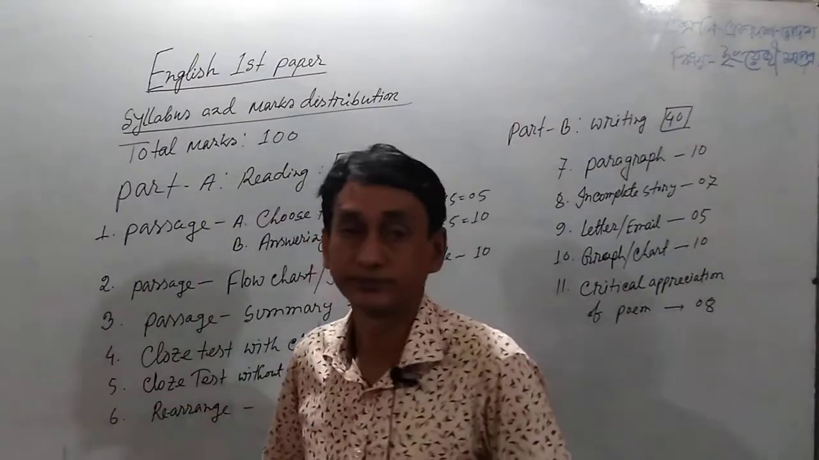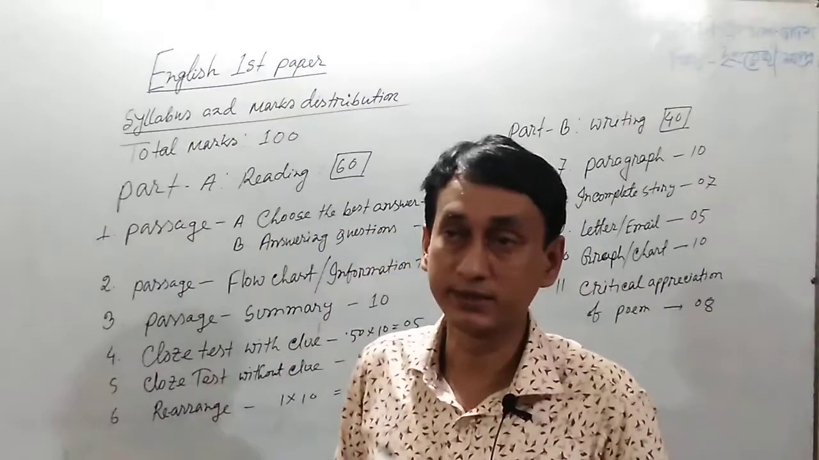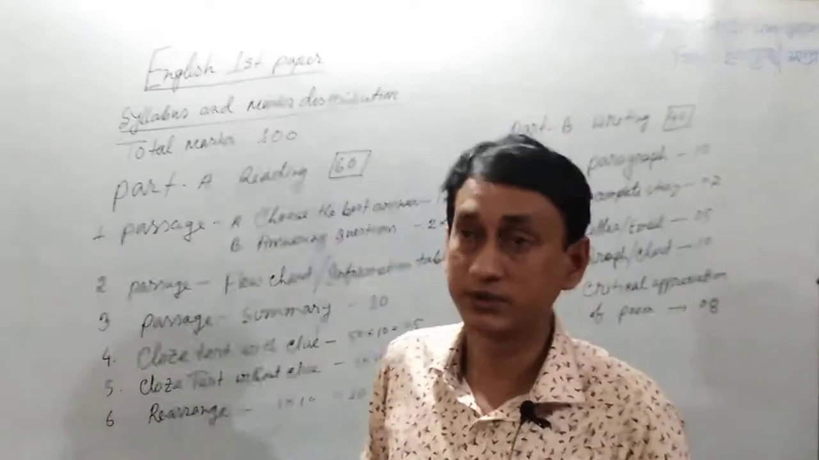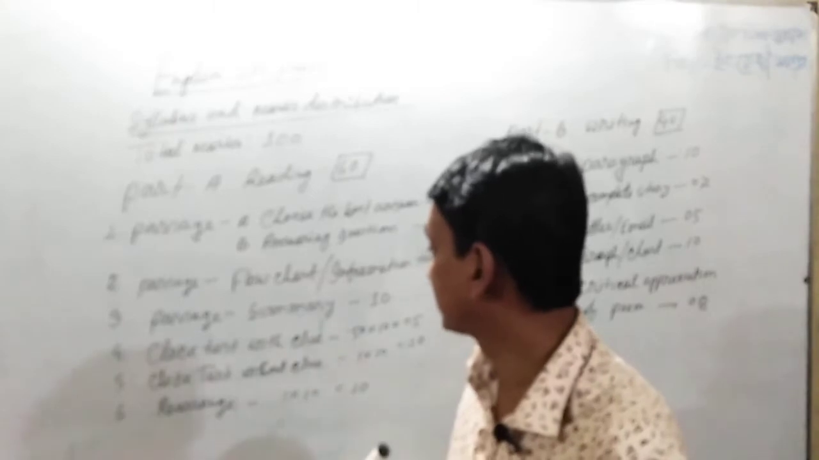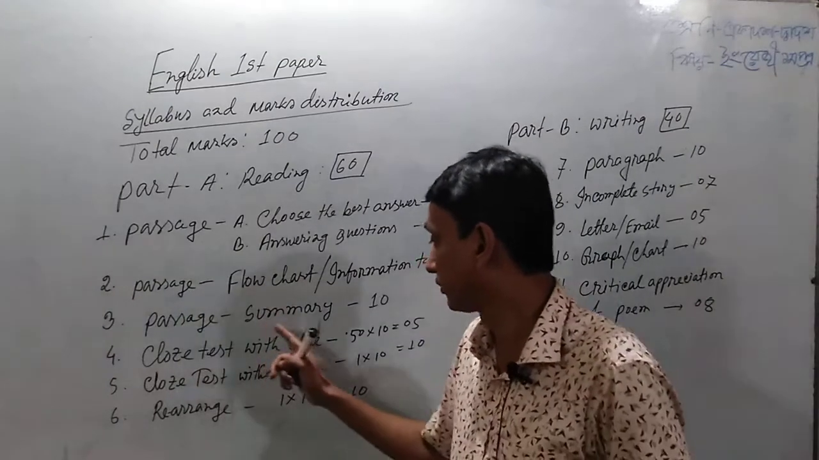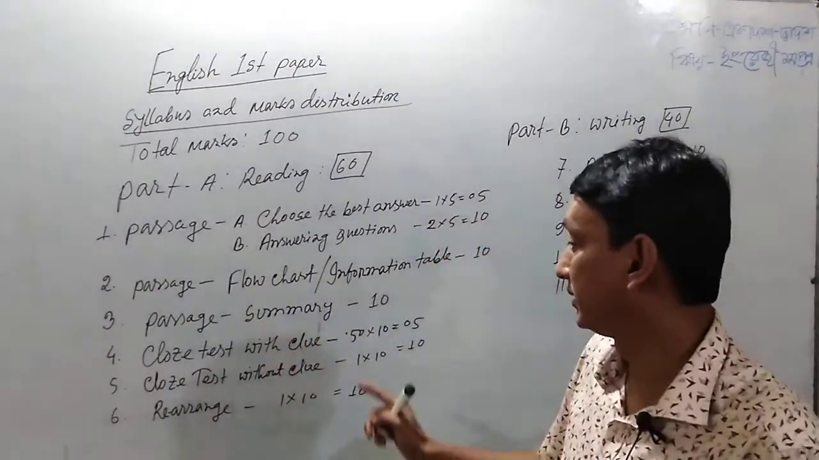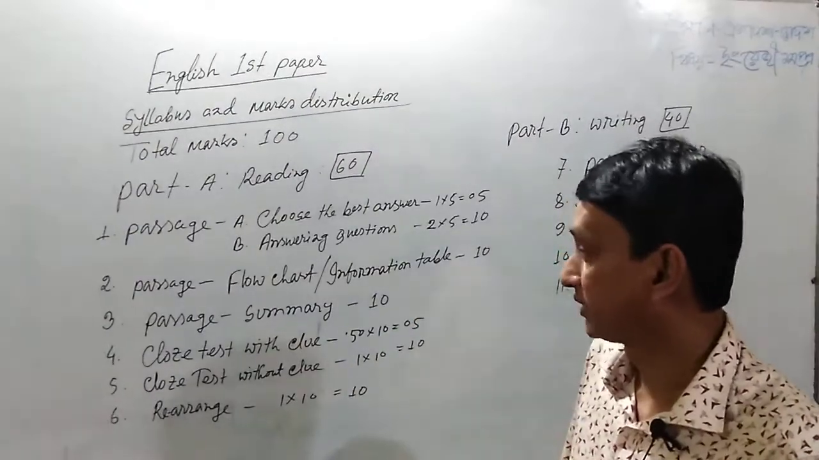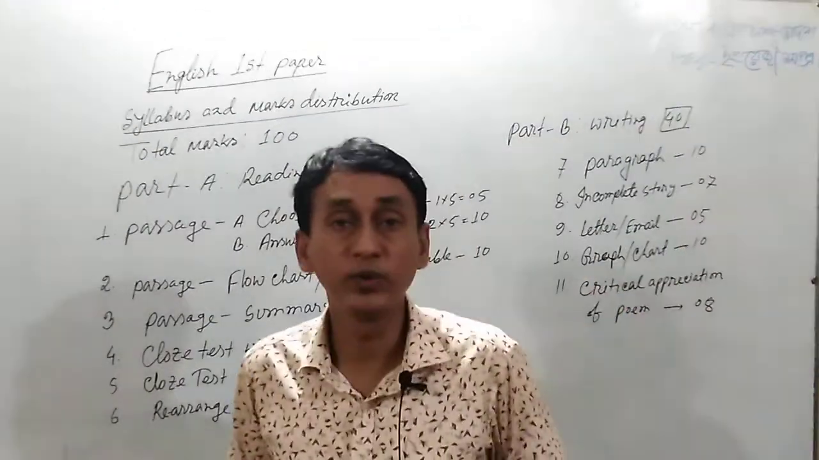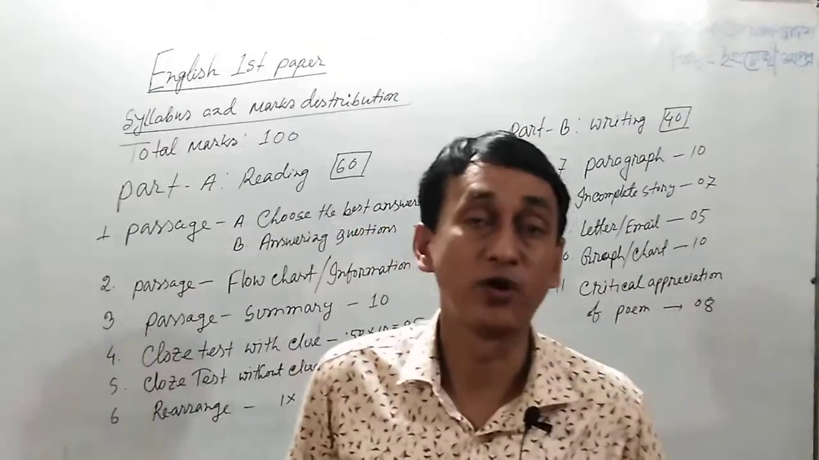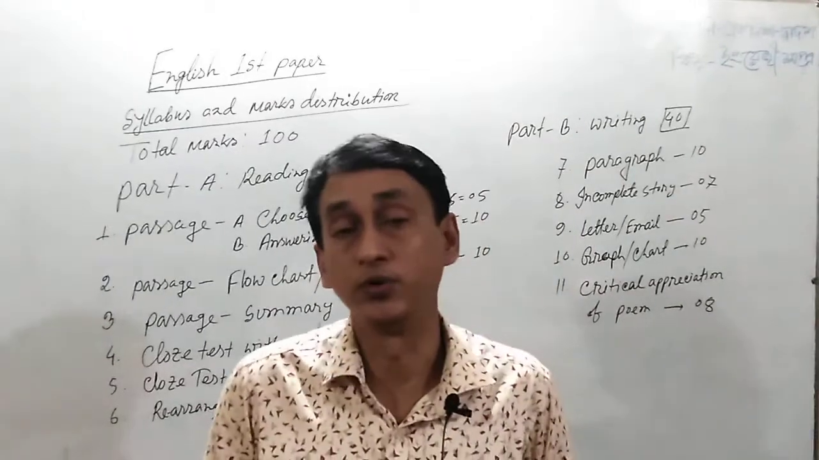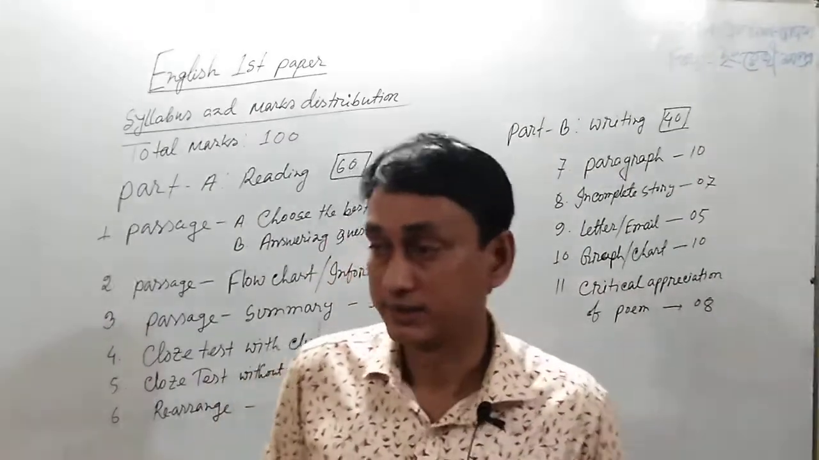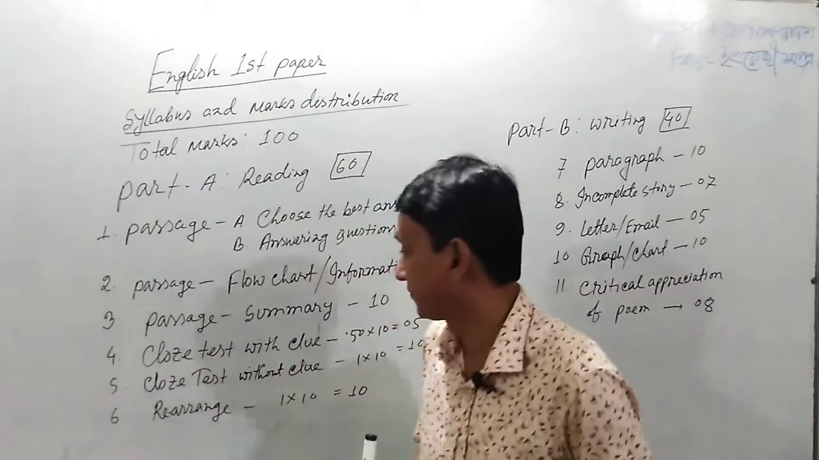Question number 3, there will be another passage, and this passage will also be taken from the text, and this passage is made for writing a summary, mark 10. That is, there will be 3 passages from your textbook, and these are called same passages.